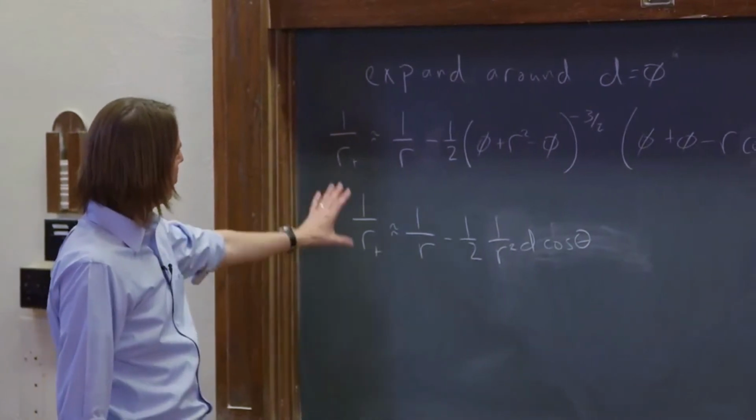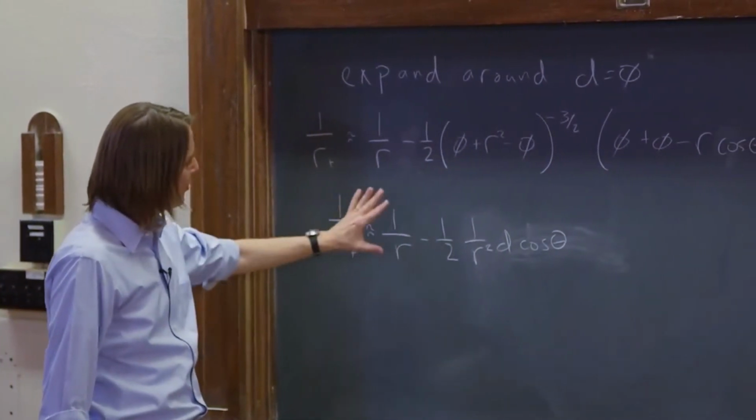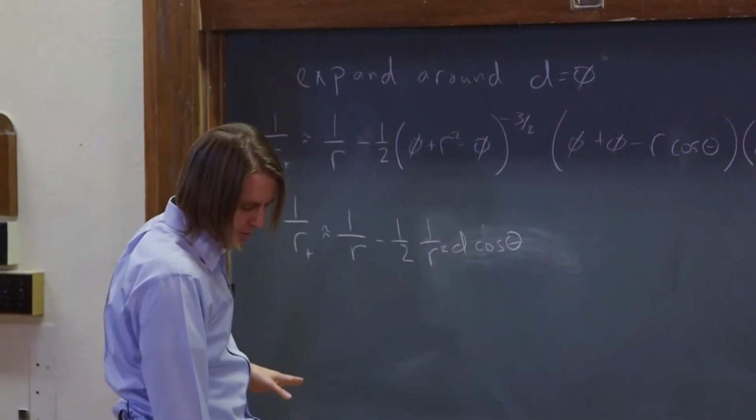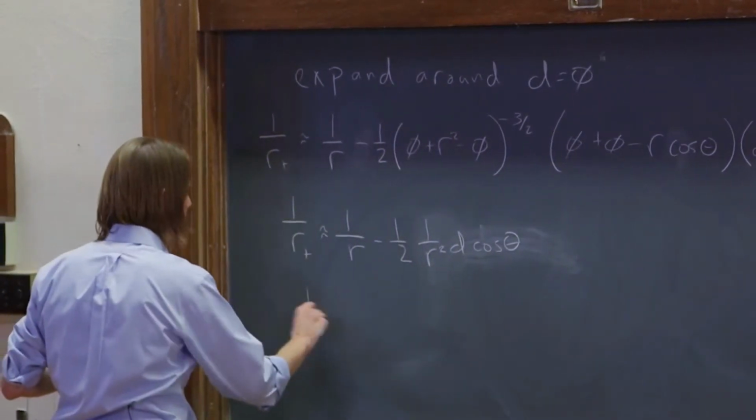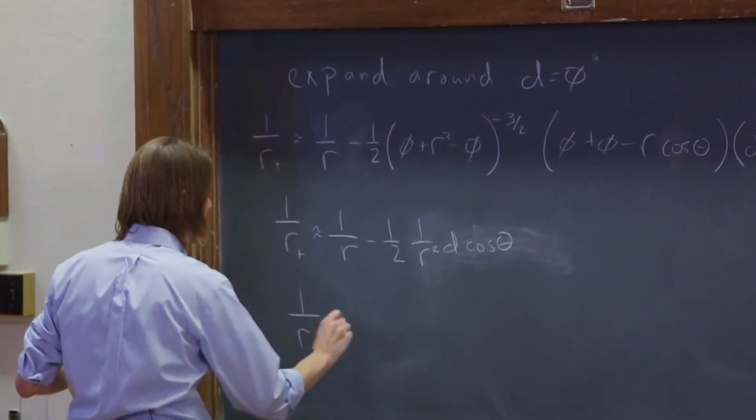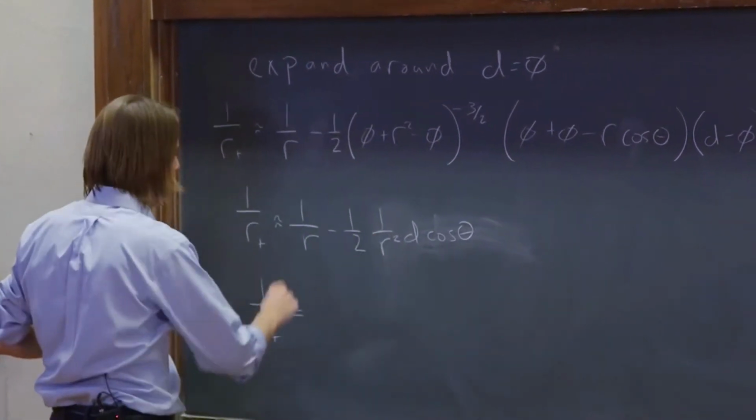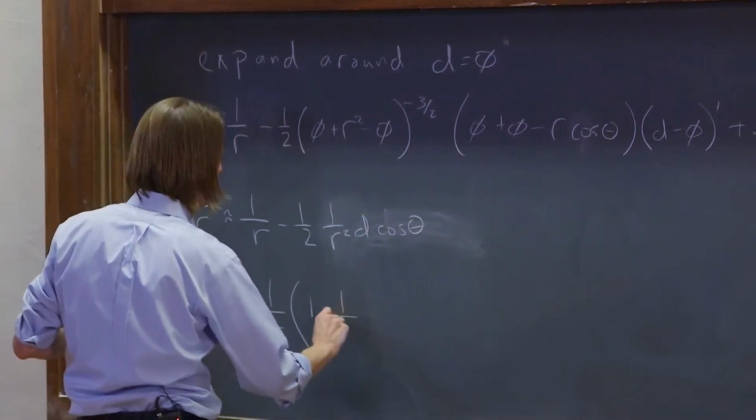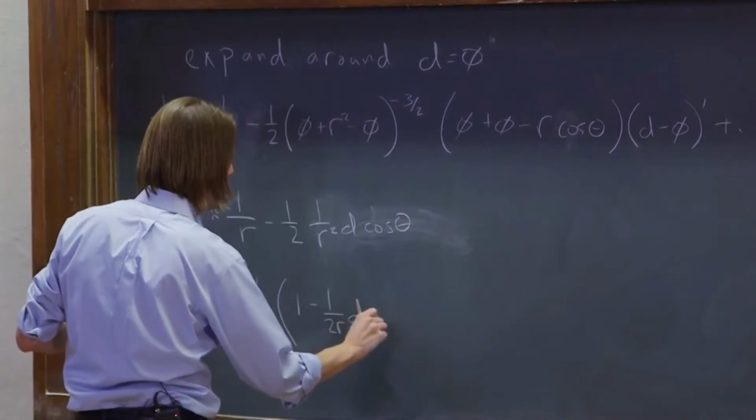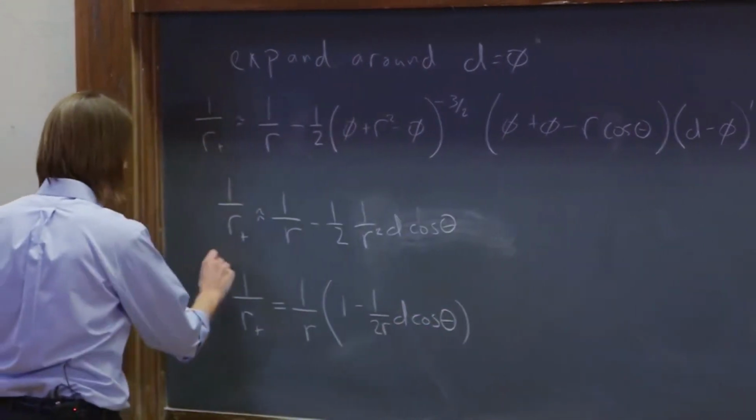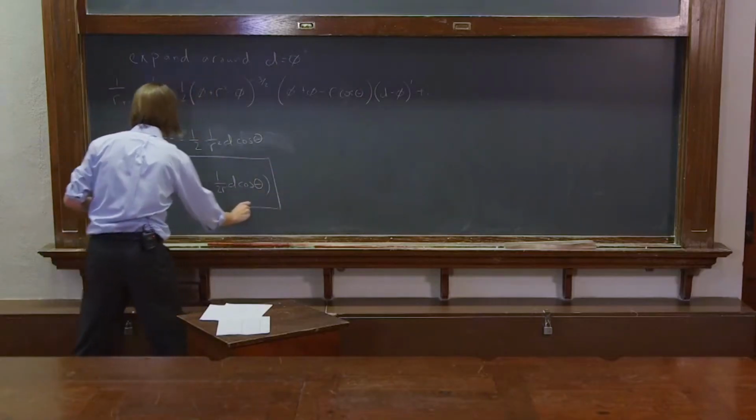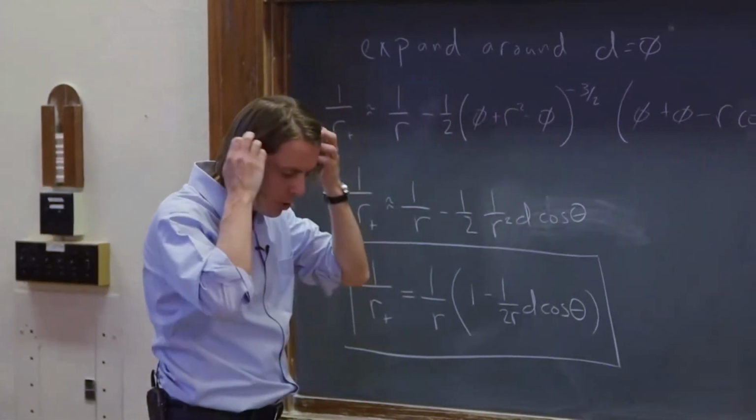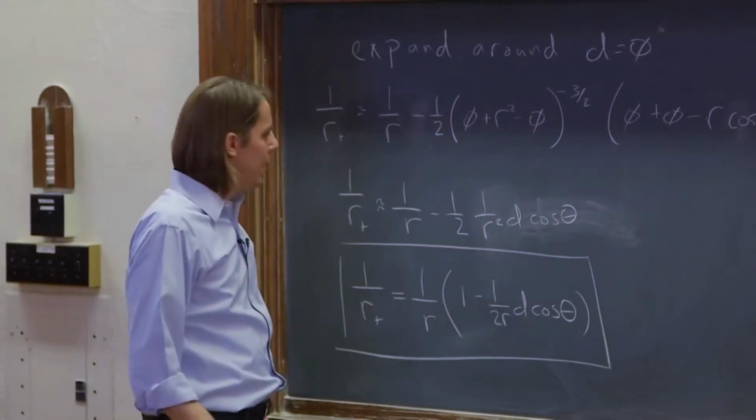And that's everything. Okay, so 1 over r plus is about 1 over r minus 1/2, 1 over r squared d cosine theta. So we can write it nicely then. 1 over r plus equals, we'll just call it equals now. We're going to pull out a 1 over r times 1 minus 1 over 2r d cosine theta. And that's one of the 4 parts that we needed. 1 minus d cosine theta over 2r.